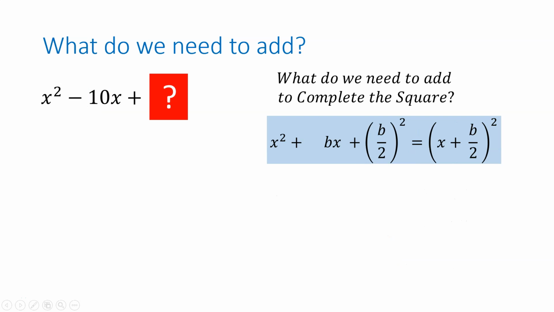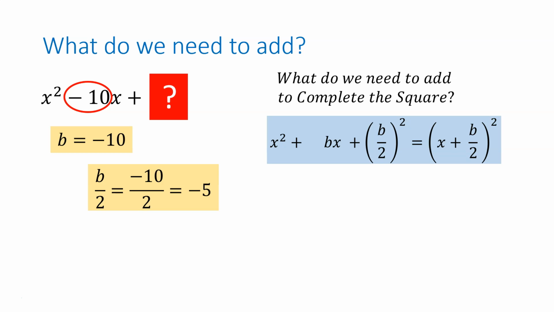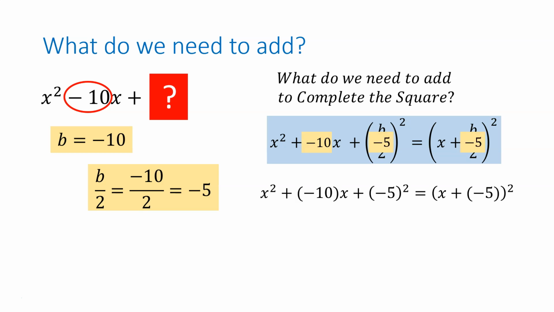Let's try another example, but this time with a negative number. Let's identify the value for b. In this case, b equals negative 10. b over 2 is negative 10 over 2, which is negative 5. If we plug into the perfect square pattern, b equals negative 10 and b over 2 is negative 5, we get the equation x squared plus negative 10x plus negative 5 squared equals x plus negative 5 in parentheses squared.